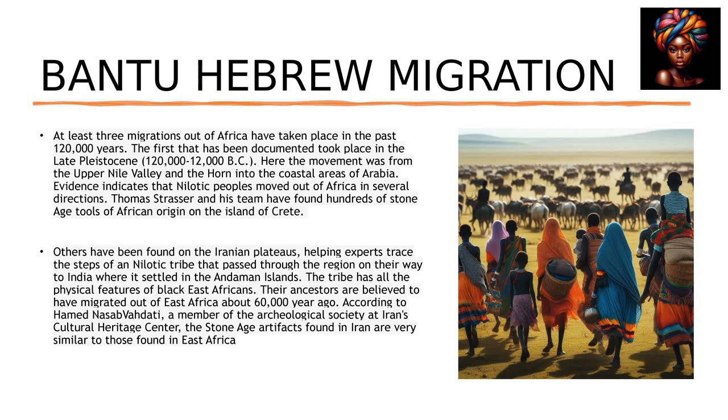Thomas Strasser and his team have found hundreds of stone age tools of African origin on the island of Crete. Others have been found on the Iranian plateau, helping experts to trace the steps of a Nilotic tribe that passed through the region on their way to India, where it settled in the Andaman Islands. The tribe has all the physical features of Black East Africans. Their ancestors were believed to have migrated out of East Africa about 60,000 years ago, according to Hamed Vahdati Nasab, a member of the Archaeological Society at Iran's Cultural Heritage Center. The Stone Age artifacts found in Iran are very similar to those found in East Africa.